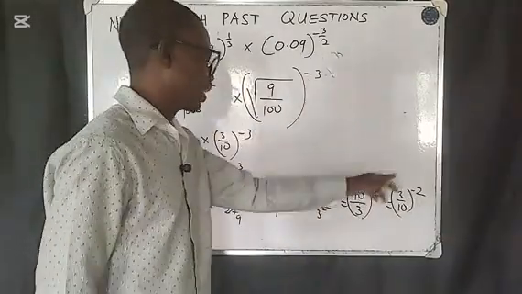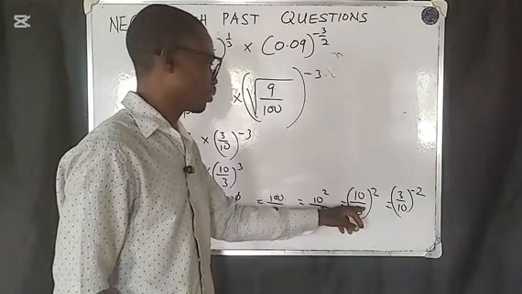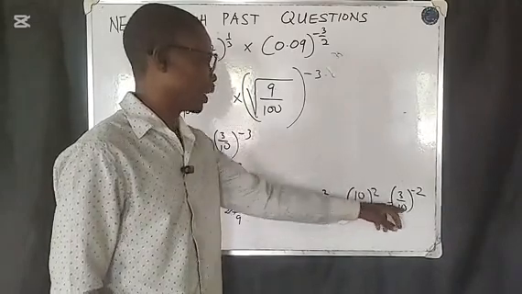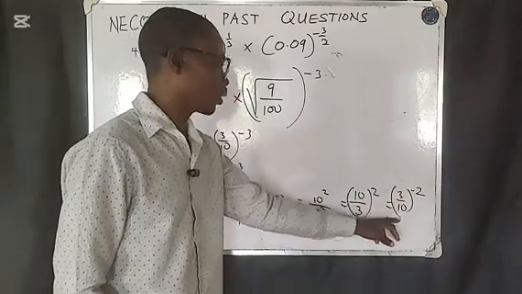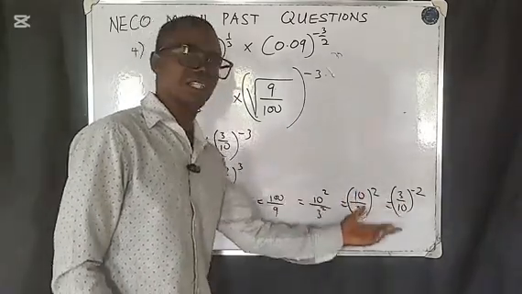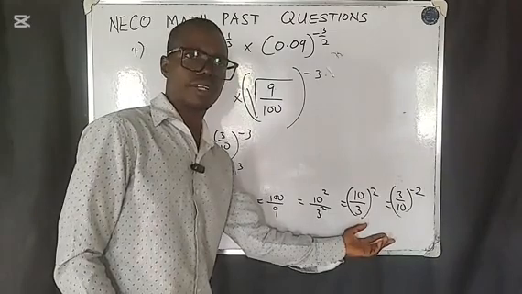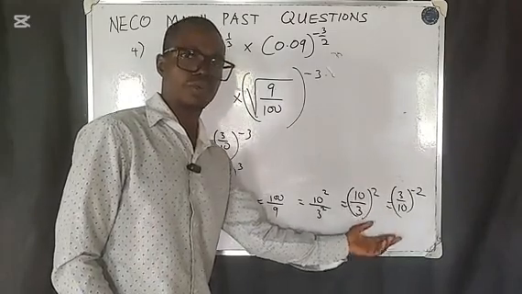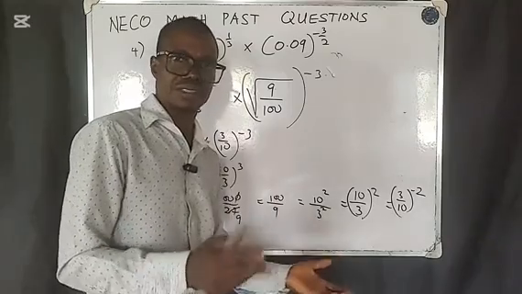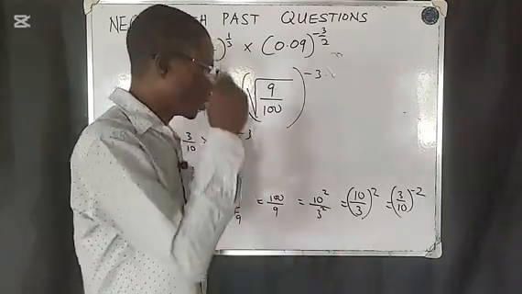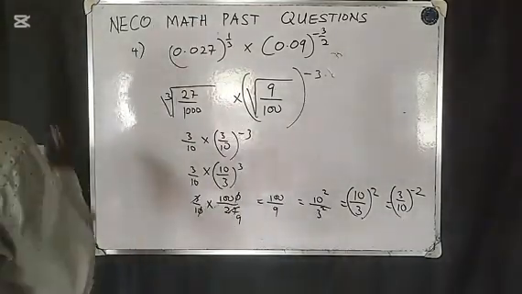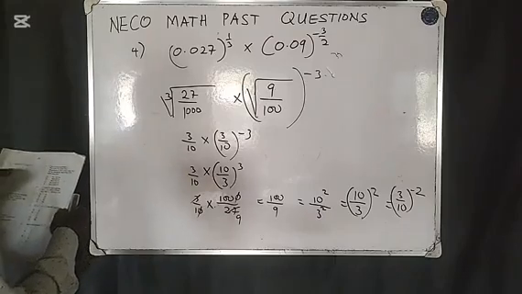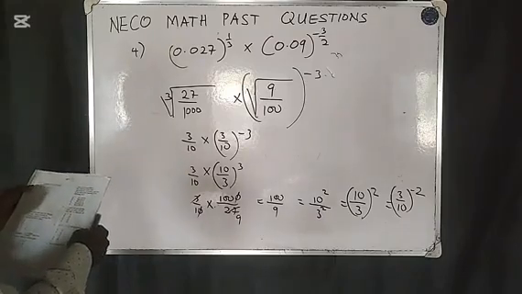So if you are changing to negative, 3 comes up, 10 goes down, right? And if you are changing back to positive, 10 will go up, 3 will come down. That's how to introduce negative in the power of a fraction, or to remove negative. Just invert the fraction. So this is the correct option, and that is option A. That's the correct answer.